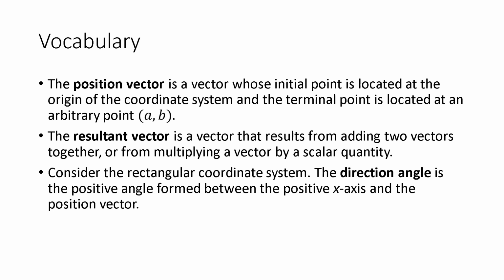The resultant vector is a vector that results from adding two vectors together or from multiplying a vector by a scalar quantity. And if we consider the rectangular coordinate system, the direction angle is the positive angle formed between the positive x-axis and the position vector. So here again, we're going to be starting from the horizontal, and we're going to be moving in a counterclockwise direction around a circle until we get to our position vector. Once we get there, that angle measurement is going to be the direction angle.